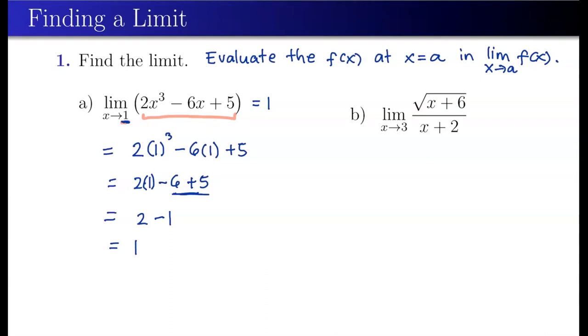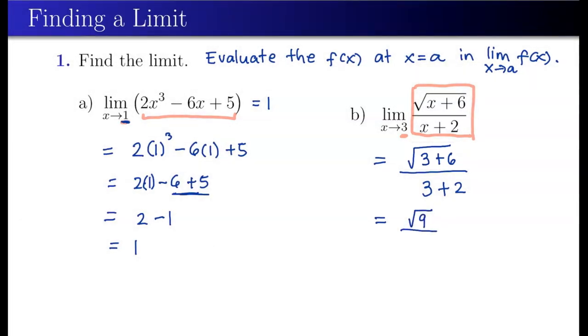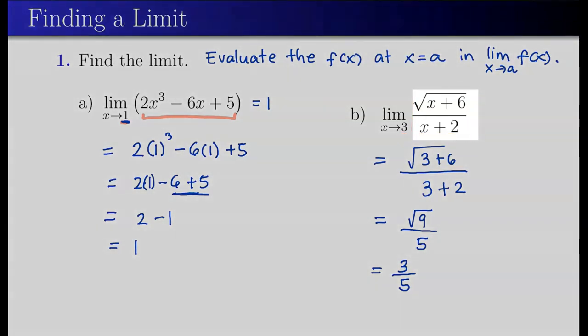Now let's proceed to letter B. Find the limit of the square root of x plus 6 over x plus 2 as x approaches 3. Again, the first thing that you should do is get the expression here. This is your f of x, and evaluate that at x is equal to 3. So in this case here, this is just equal to the square root of, replace x by 3, 3 plus 6 all over, replace x by 3, 3 plus 2. So you have square root of 3 plus 6, so square root of 9 over 5. The square root of 9 is equal to 3, 3 over 5. So the answer here, the limit of this function as x approaches 3 is equal to 3 over 5.